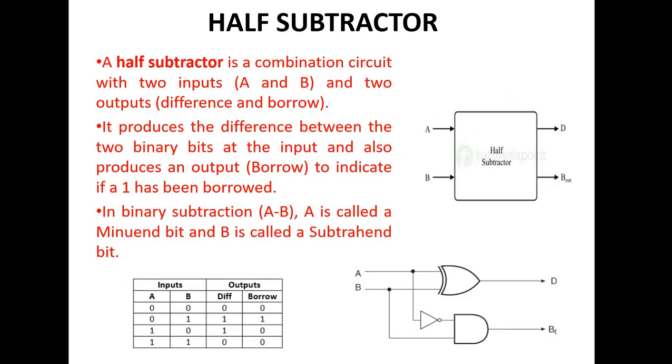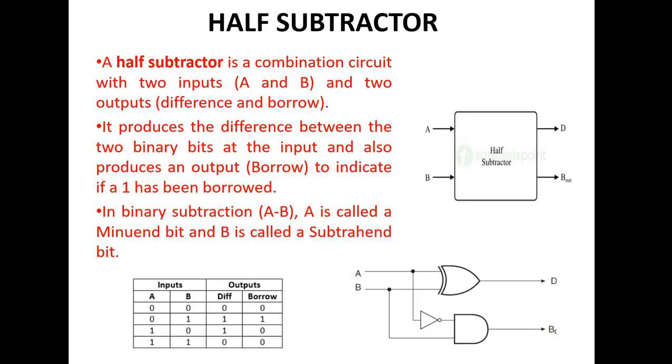Next, we'll see the half subtractor. The half subtractor subtracts 2 bits. The 2 inputs are A and B and the 2 outputs are denoted by D and B, that is, difference and borrow. It produces the difference between the 2 binary bits at the input and also produces an output borrow to indicate if a 1 has been borrowed.